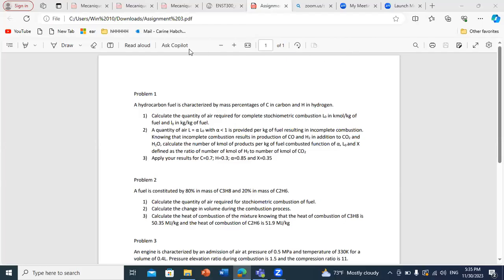Okay, so we have a hydrocarbon fuel that is characterized by a mass percentage of C in carbon and H in hydrogen. This means that if we have 1 kilogram of fuel, in this 1 kilogram of fuel, we will have C kilogram of carbon and we'll have H kilogram of H.